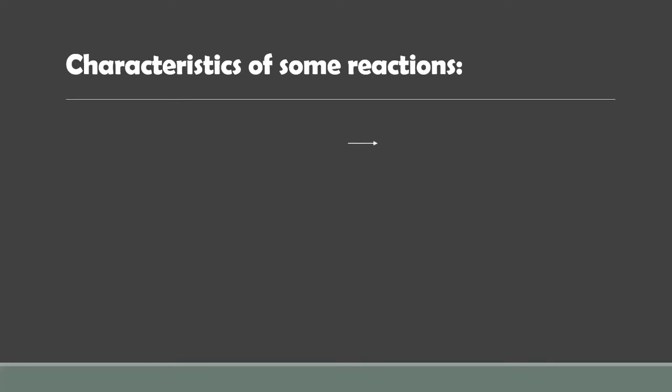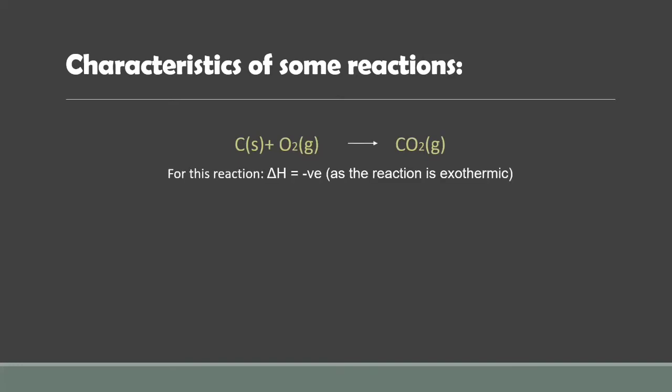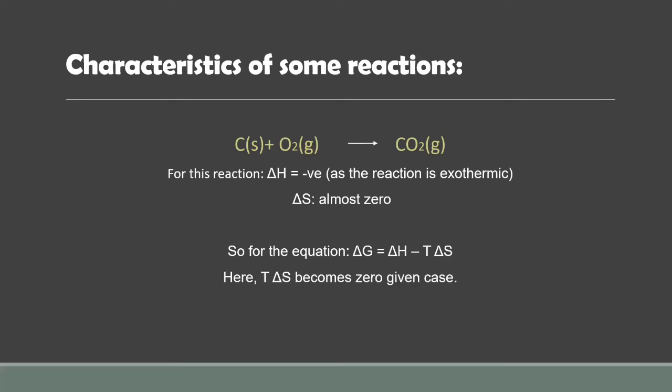Next, let us have a look at the formation of carbon dioxide. This is the reaction of the formation of carbon dioxide. Over here also delta H is negative, but over here delta S is almost zero, and that's because the gaseous component in the reactants and the products is almost the same. So in this case, T delta S becomes zero for the given reaction, and that's why we can conclude that delta G doesn't vary much with the change in temperature.